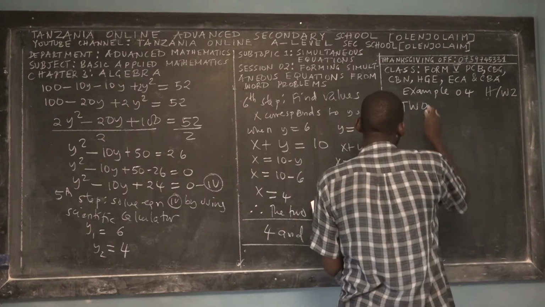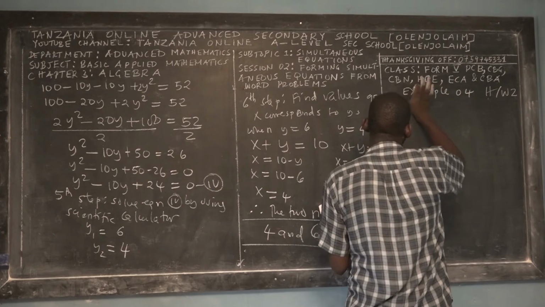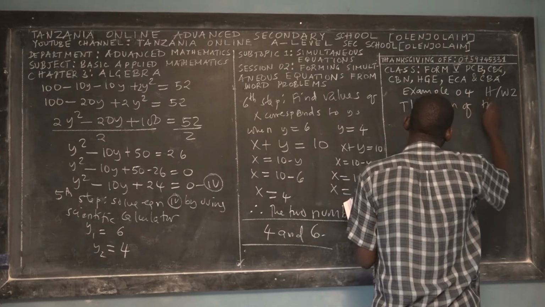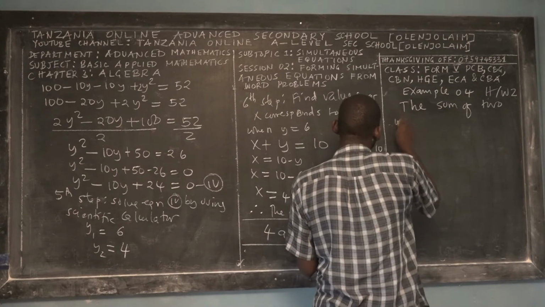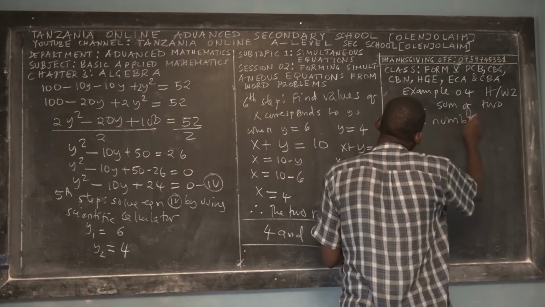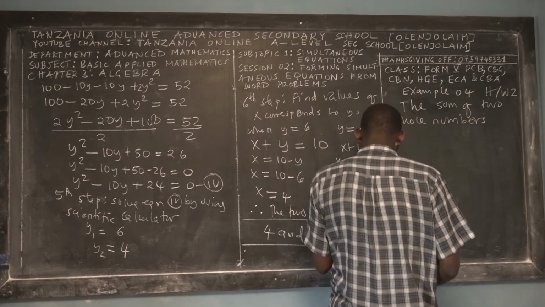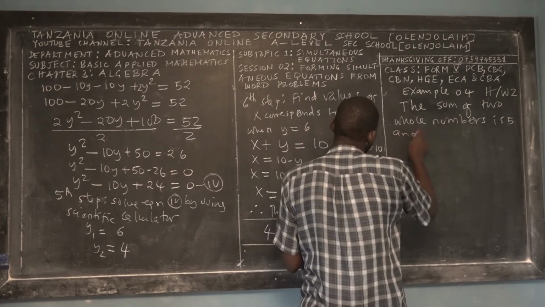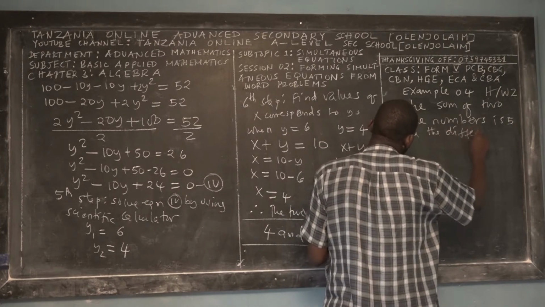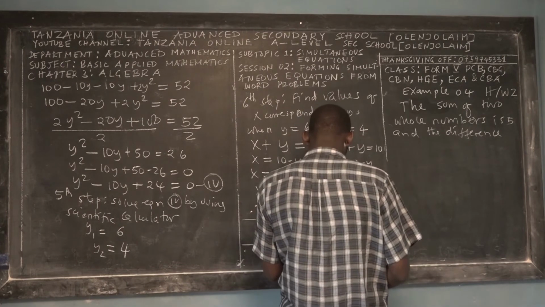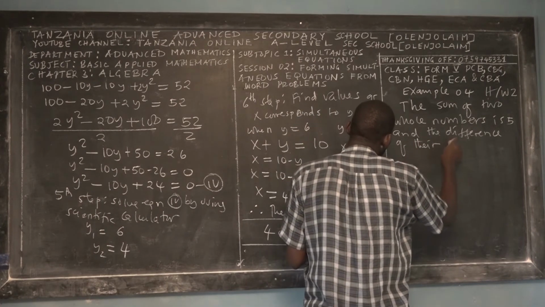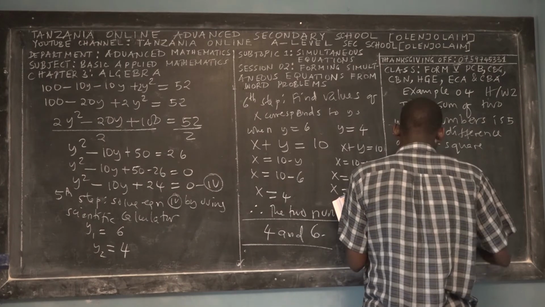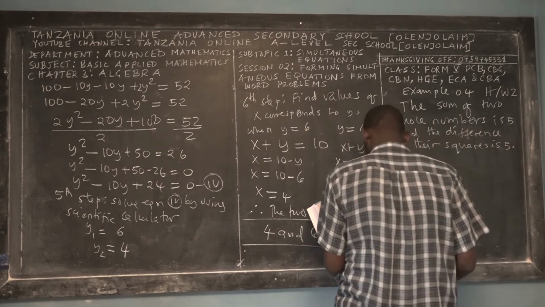So the question states that the sum of two whole numbers is 5, and the difference of the squares is 5. Find the two numbers.